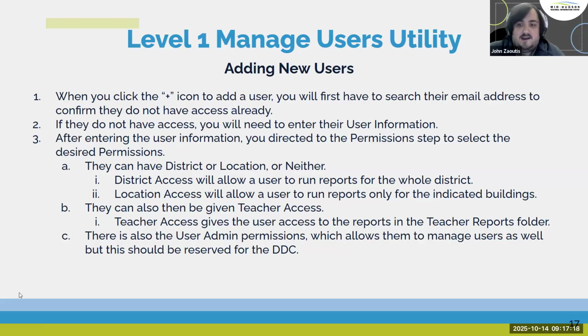If they don't have access, you're going to have to enter their user information. After you enter the information, you're directed to the permissions step. In the permissions, this is where you can select whether they have district access, location access, or neither. With district access, they're allowed to run reports for your whole district. With location access, they can run reports for only indicated buildings. If you select neither of those, the only other access you can give is teacher access. Teacher access allows them access to only the reports in the teacher reports folder, and that will restrict them to a specific teacher ID number that you'll have to enter.